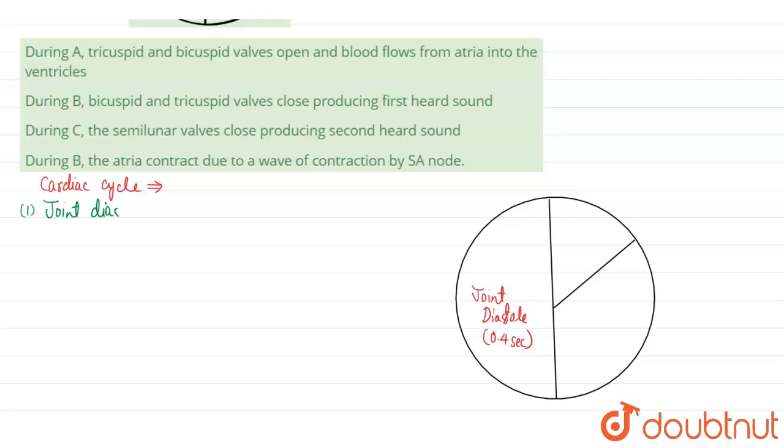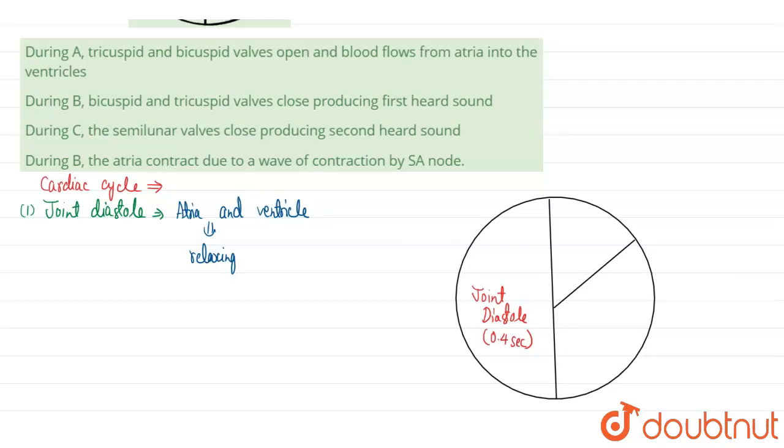And in the joint diastole, our atrium as well as our ventricle both are in the relaxing state, which means during the joint diastole the atria as well as the ventricles do not contract, they are in the relaxing state.